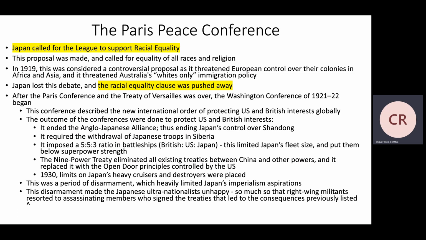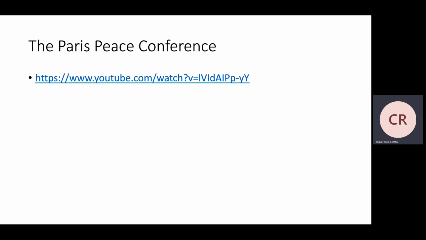This disarmament made the Japanese ultranationalists super unhappy, so much so that right-wing militants resorted to assassinating members who signed these treaties. And we're going to see a lot more assassinations happening down the line. It's going to get very intense very fast. And that's it.